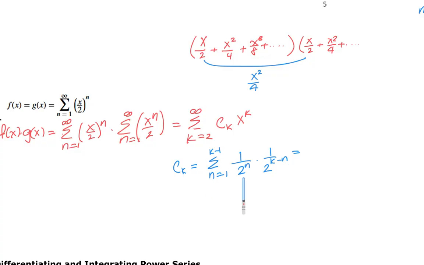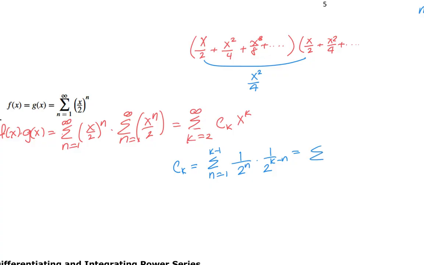at some point I'm going to have to multiply the very first constant of my first series as I write it out, and it will be multiplied by my last constant of my second series as I multiply it out. So this represents the coefficient on my first power series, and this represents the last coefficient on my power series. So this gives me all the combinations of my first and my last, my second and my second to last, and all of the combinations that need to happen. That's why it's 1 over 2 to the n times 1 over 2 to the k minus n.